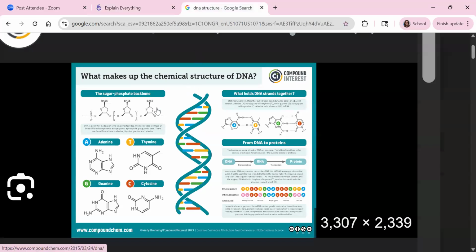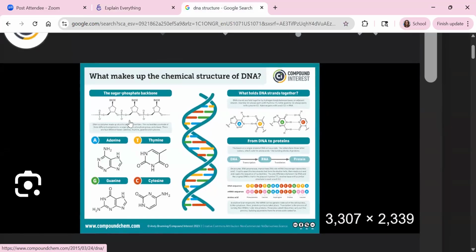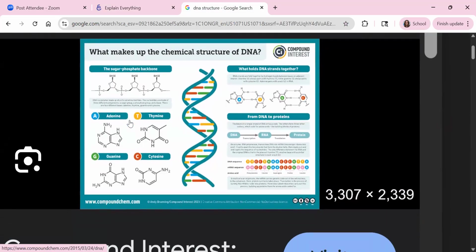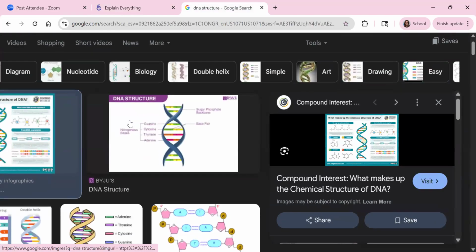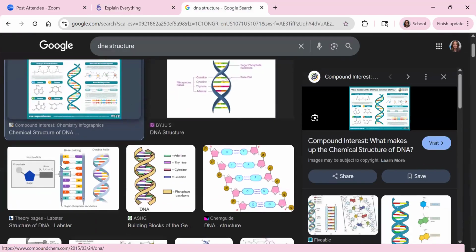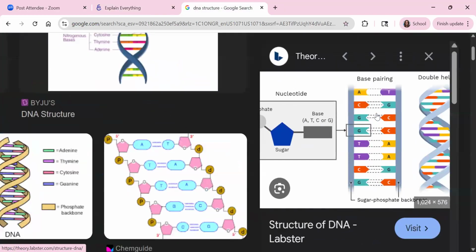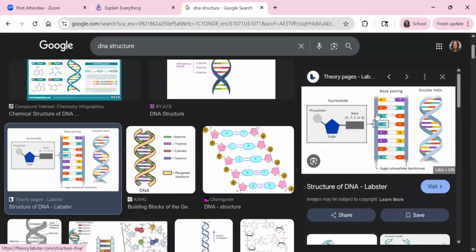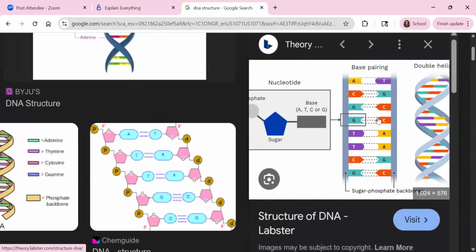And what I want to go over. So you guys are doing the five. I want to find a good picture. So here's another kind of what this looks like. Phosphate, sugar, and then your base. And these are our bases.